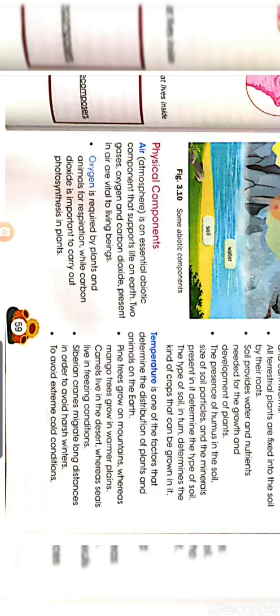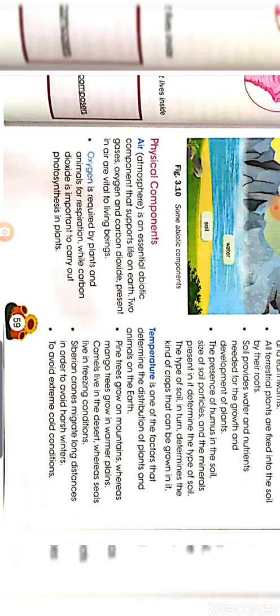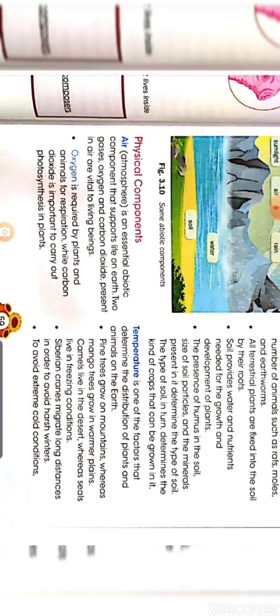Air is the most essential abiotic component that supports life on Earth, and the two main gases present in air, oxygen and carbon dioxide, are the most vital ones. Oxygen is required by plants and animals for what? For their respiration. Carbon dioxide is required by plants for photosynthesis, so that they can make their own food. Now, moving air is known as wind, and it helps in the dispersal, or transferring, of pollen grains and seeds of plants, so that it helps in fertilization and germination.